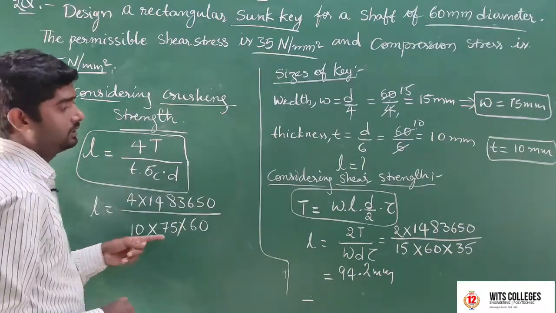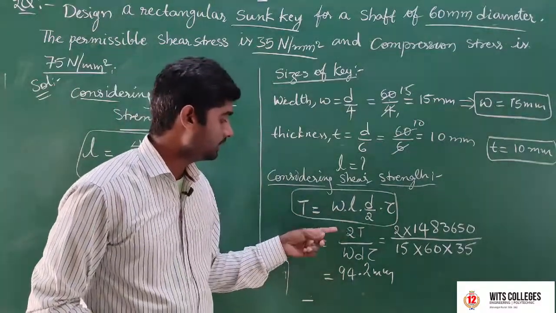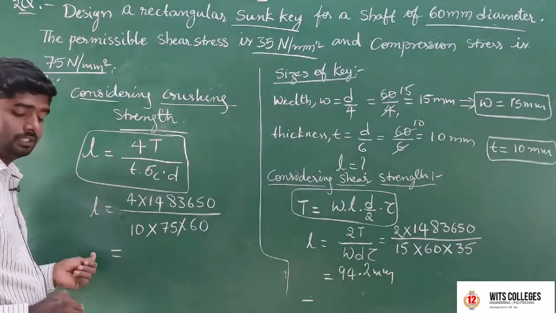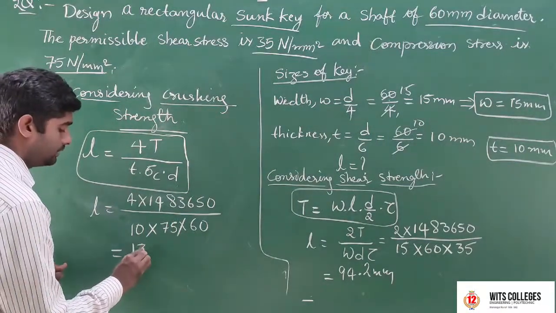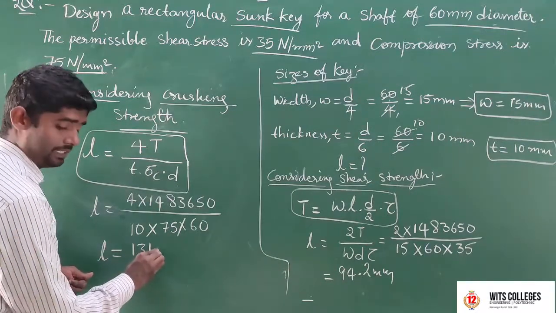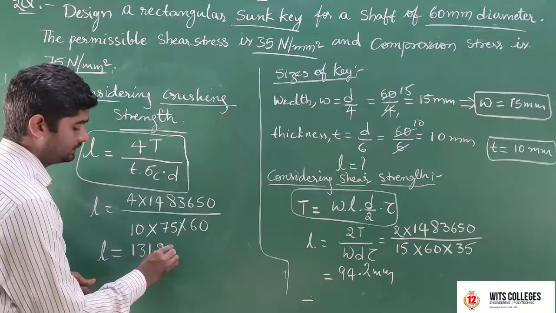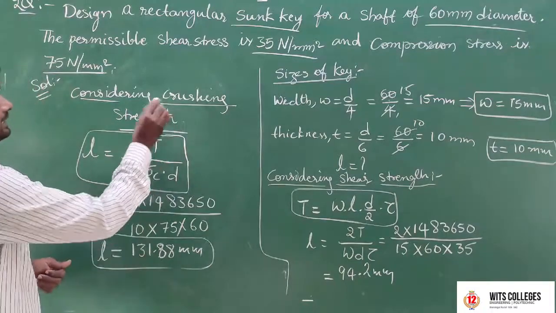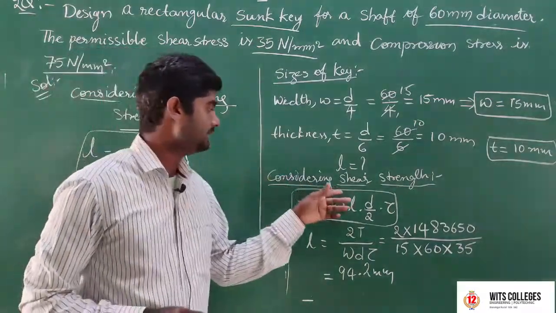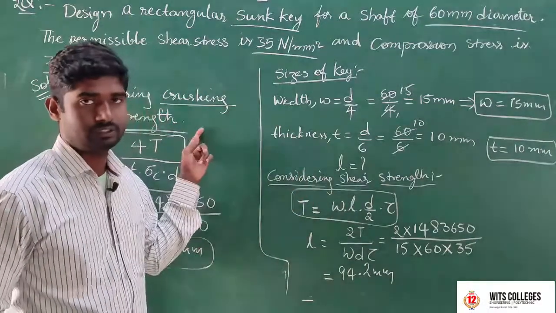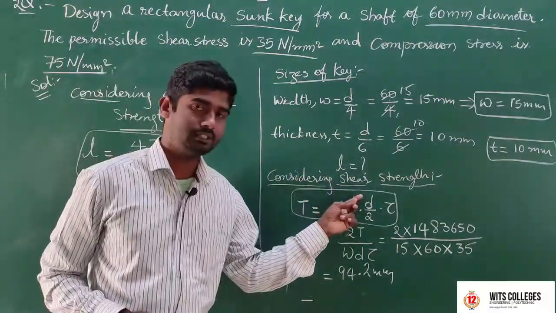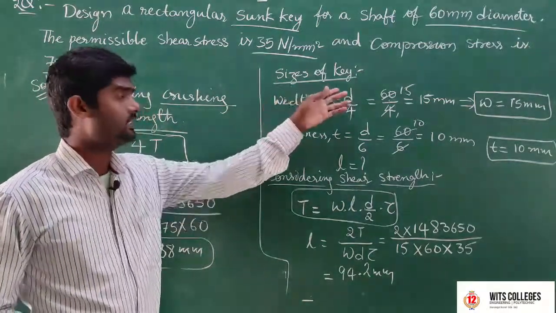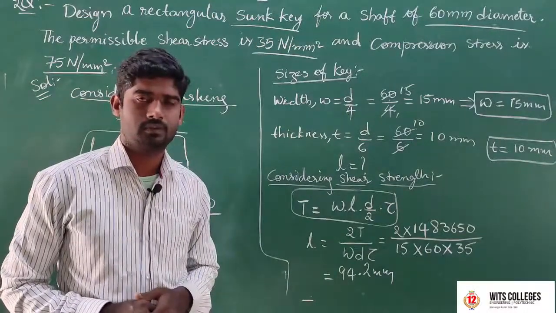Using this, find out the L. In this formula, we substitute the thickness value, whereas in the earlier one we substituted the W value. Okay, using the calculator, L is approximately 131.88 mm. Okay, this is L using crushing strength. There are two strengths: one is shear strength and the other is crushing strength. First of all, find out the shear strength, and after that, find out the crushing strength. Okay, these are the sizes of the keys. Okay, thank you.